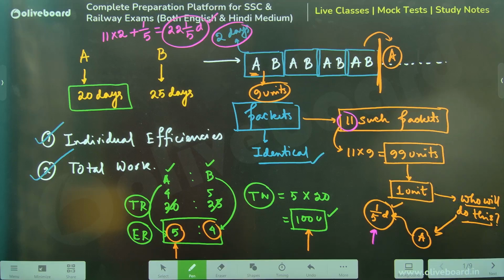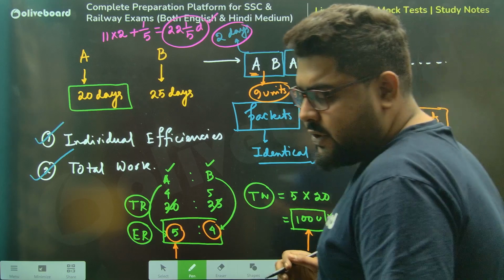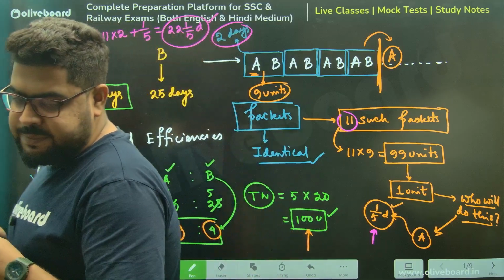You please see what I'm saying. This is how you solve your question. This is how you approach.